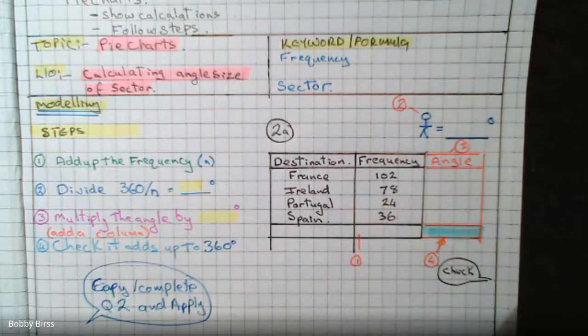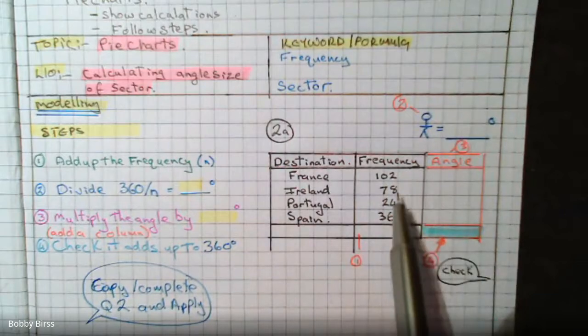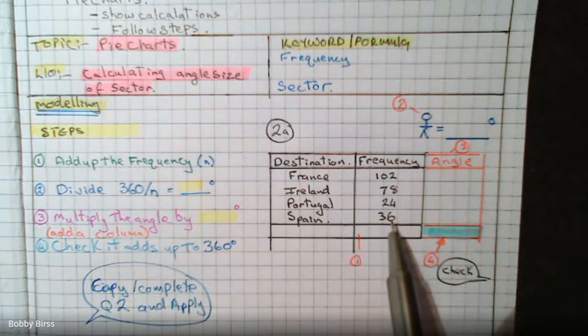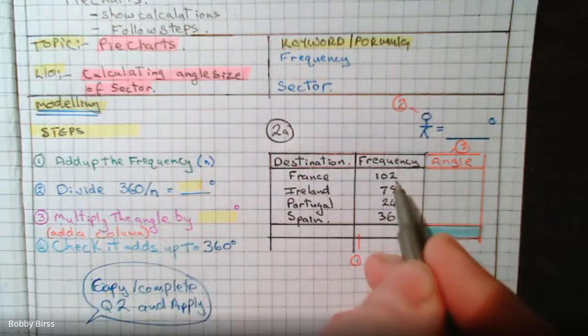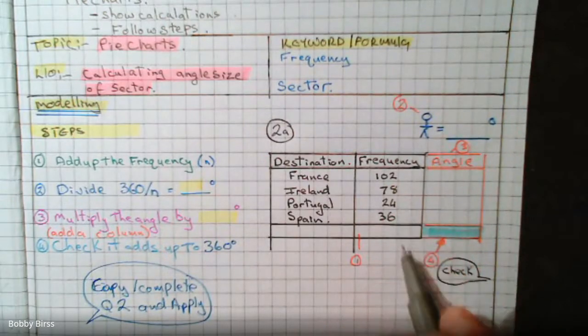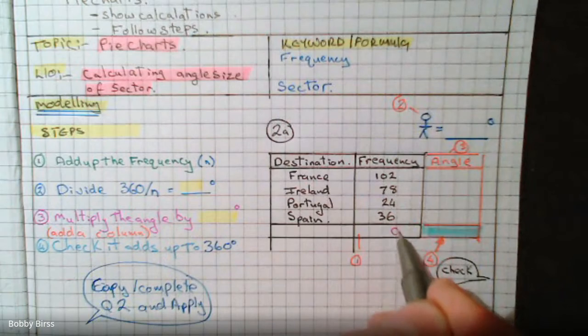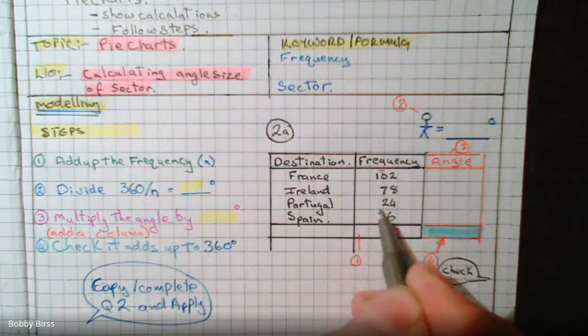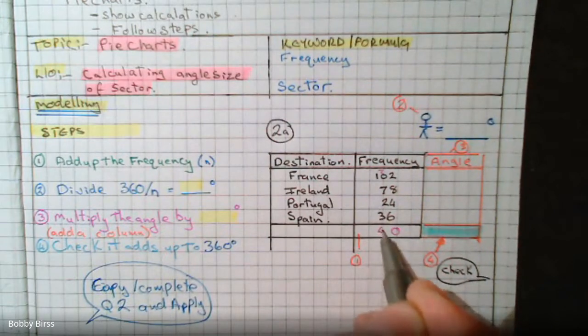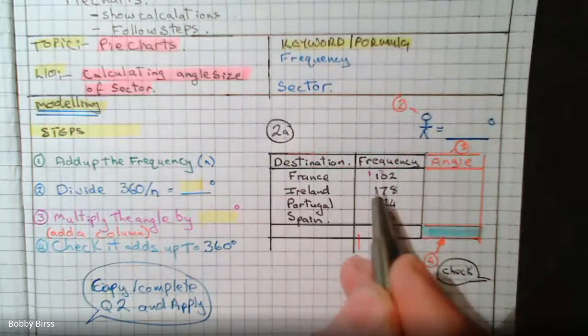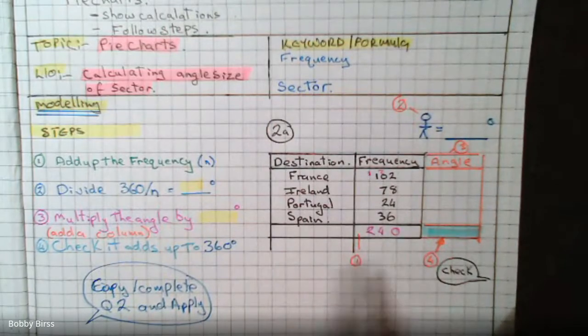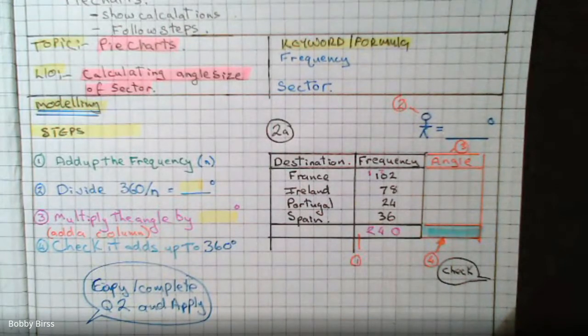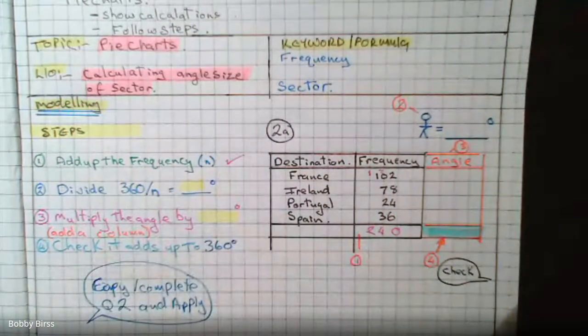So if I add all the numbers up here, I've got 102, 78, 24, and 36. So 2 and 8 is 10, 4 and 6 is 10, so I've got 20. 0, carry the 2, 2 and 0 and 7 is 9, 10, 11, 12, 13, 14, 4, carry the 1, 1 and 1 is 2. So there are 240 people who went to France and Ireland and Portugal and Spain. So I've done the first part of this. I've added up the frequency.